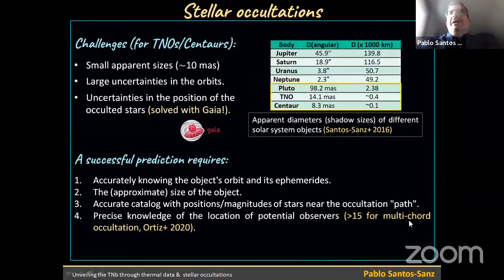This is from our experience in all the stellar occultations that we predict and observe. We need at least 15 observers to obtain a multi-core occultation. I call multi-core occultation one that is observed from at least more than two separated sites, so we can obtain more than two cores.